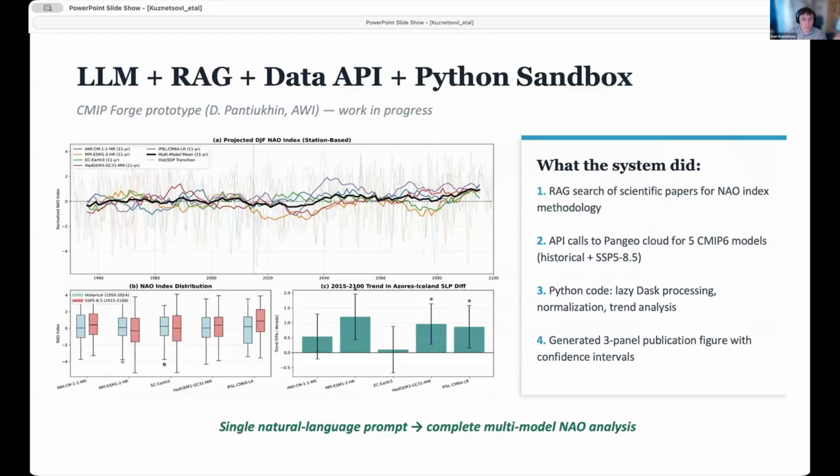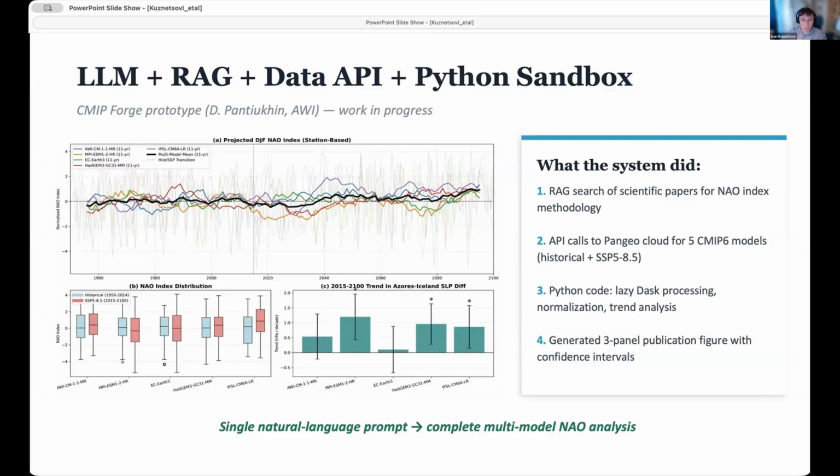The previous slides showed a published example. This slide shows the prototype system from Avi called SmipForge. It combines 4 parts: RAG, data access, code execution, and figure generation. The user gives a single natural language prompt. It asks for a station-based now index from SMIP6, sea level pressure data for 5 models, comparing historical runs with the SSP5 simulations. From those, the system does 4 things.